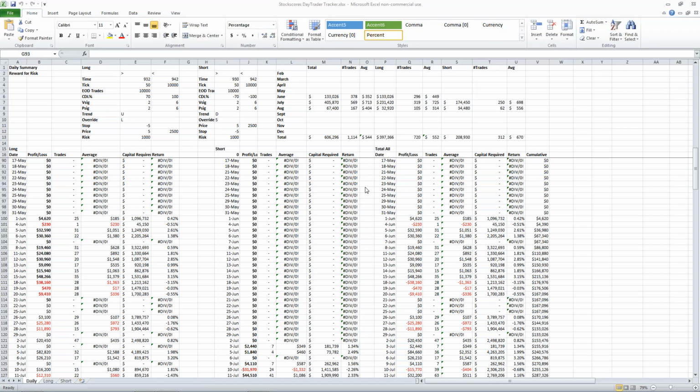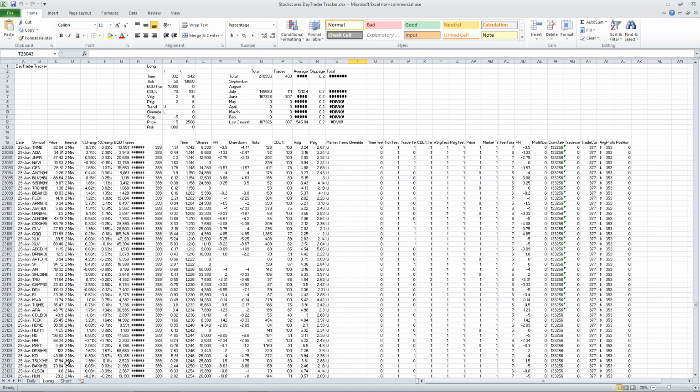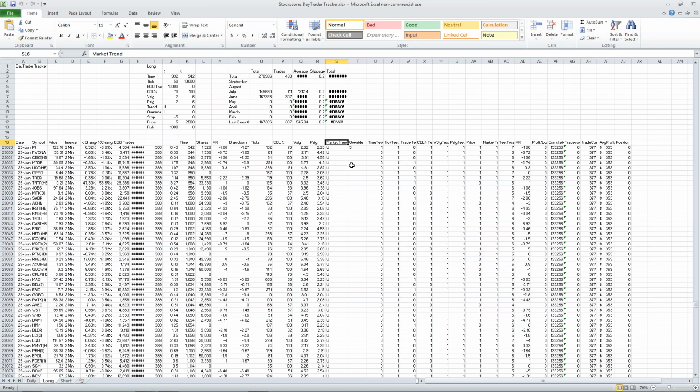Okay, so the way this spreadsheet worked in the past is we had long, low liquidity, long, high liquidity, short, and total. I've gotten rid of the long, low liquidity and long, high liquidity. I just now show one. The most important change is that I have added two filters, one called market trend and one called override.